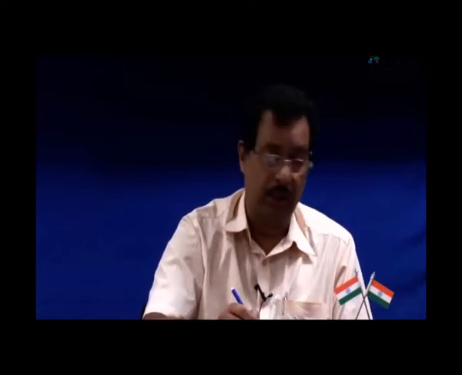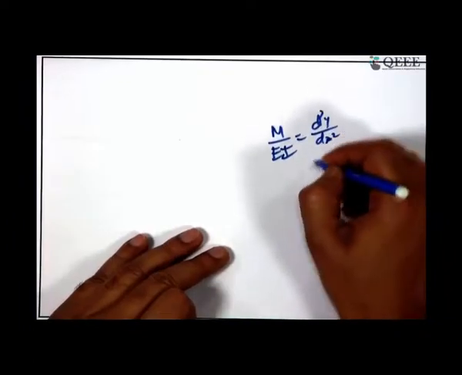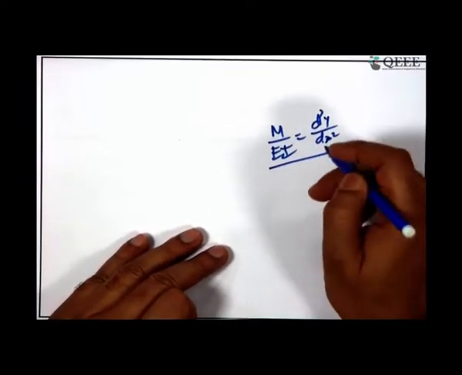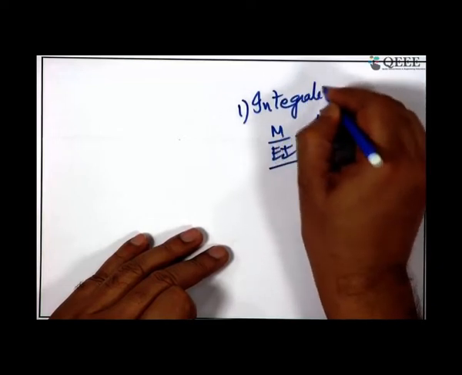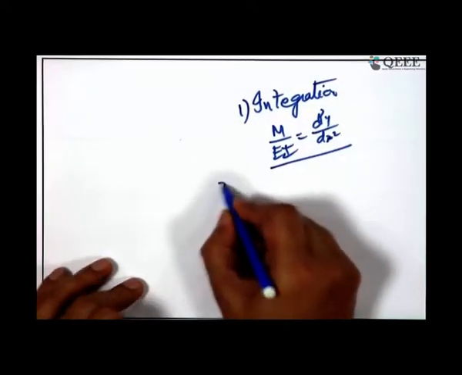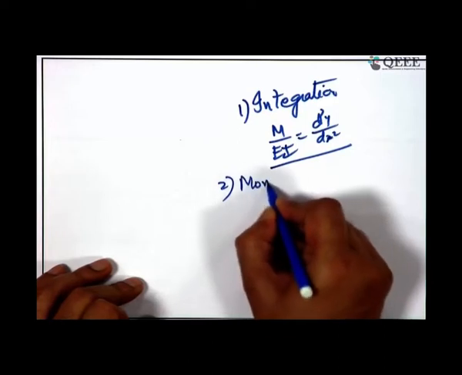EI is the flexural rigidity and M is the moment, so I can write M by EI. M by EI can be related to the curvature, d square y by dx square, and then I can integrate them and find out the values. This is one method, the integration method. Or we can use, better, the moment area theorems.